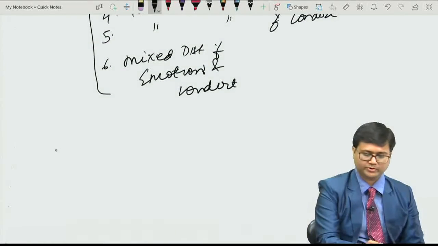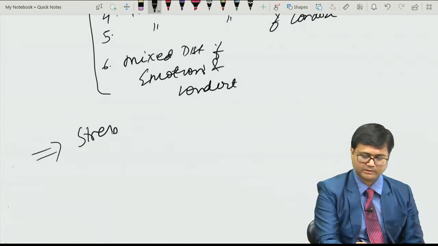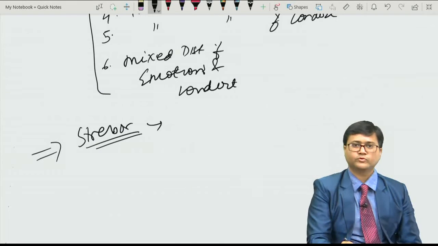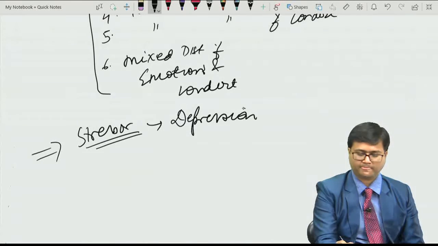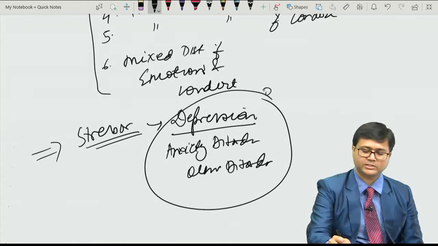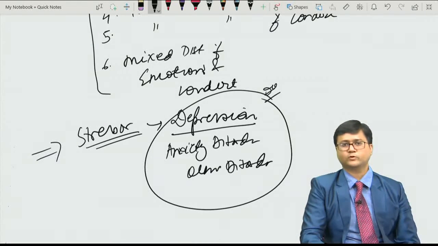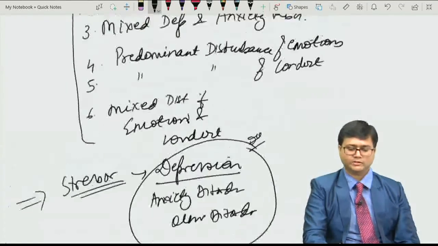Now another important thing to understand is, even if there is a stressor but the person is fulfilling criteria of other illnesses, like let us say depression or anxiety disorder or other disorders, then we will give preference to these disorders. So we will make a diagnosis of these even if there is a presence of a stressor. Hence adjustment disorder would come as a last option if all these disorders are ruled out. So this was the answer.